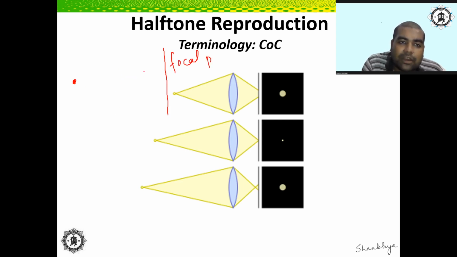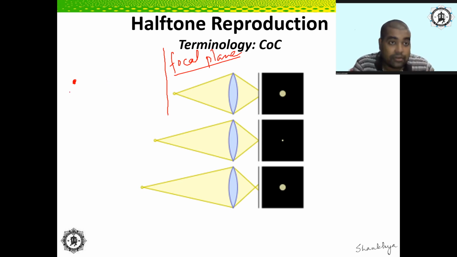Now what is the focal plane? In case of a process camera, the focal plane should consist of your duplicate transparency film, or in case of a camera, it is the plane in which your sensors are placed. Now in between both of these, that is your focal plane and your point source of object, which is the original, there is something known as a focusing element.